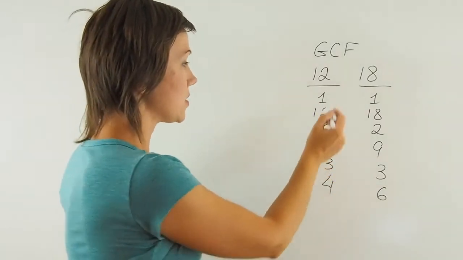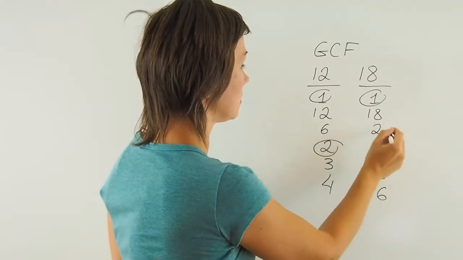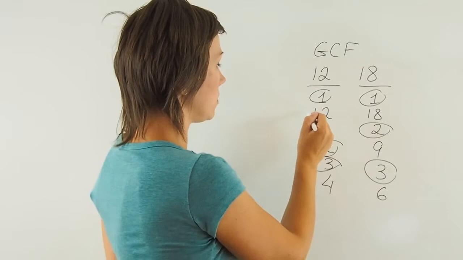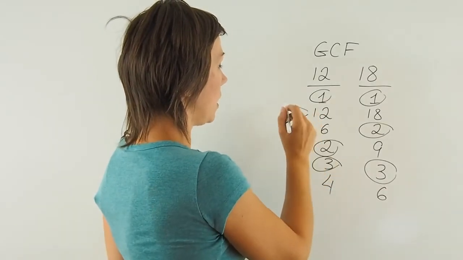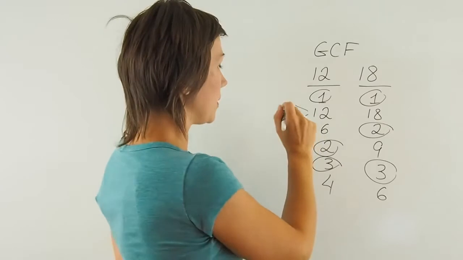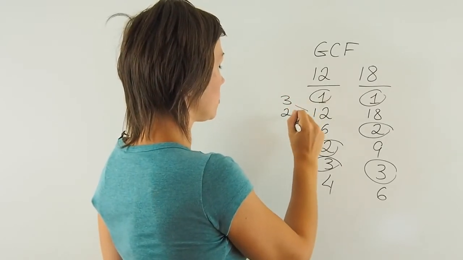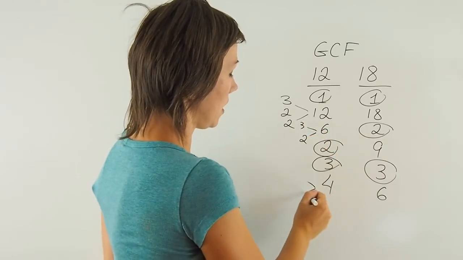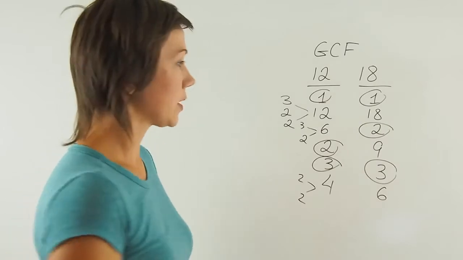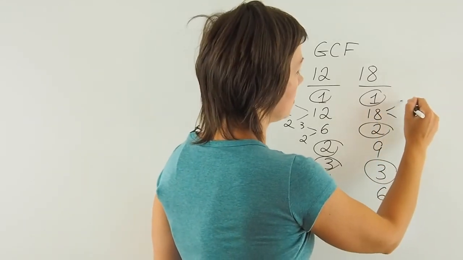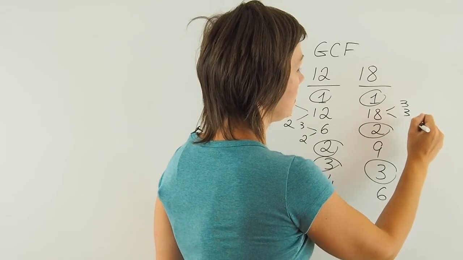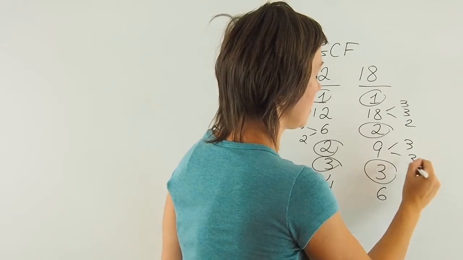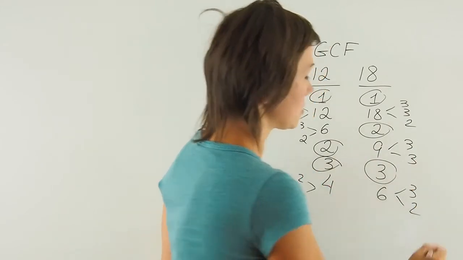I already have some prime factors here, but I need to check if I have other ones. So other than 1, 2, and 3, 12 is the product of the following prime factors: 3, 2, and 2. 6 is 3 and 2, and 4 is 2 and 2. 18 is 3 times 3 times 2. And 9 is 3 times 3, and 6 again is 3 times 2.